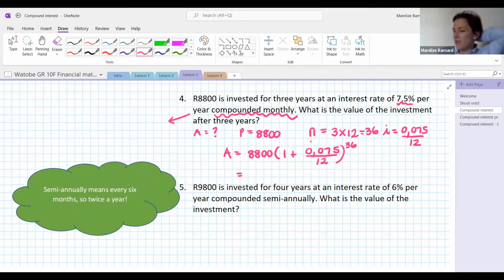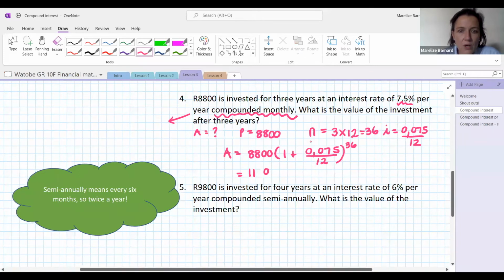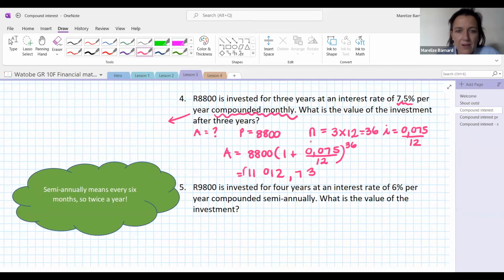Okay, have we got an answer for this one? Let's see. 8,800 times 1 plus 0.075 divided by 12, to the power of 36. And I see a few of you got an answer of 11,012.73. That is correct. Well done. Okay, right. Let's try another one, guys.